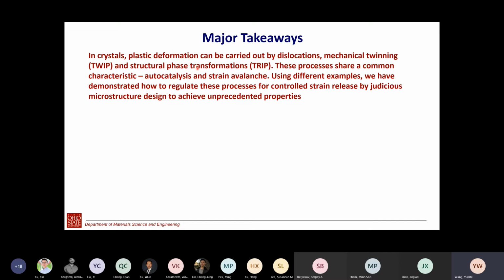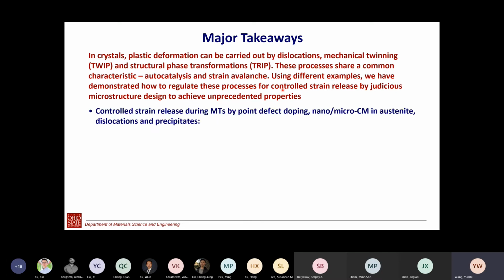So if we can combine and utilize those different processes, then we can achieve very interesting properties that you only see if you try to utilize one process. And in most cases, they are strictly coupled together. Those processes share the same nature, and that's autocatalysis and strain avalanche. If you can have a smart design of the microstructure, which allows you to precisely control the strain release, not by an avalanche, then you can enjoy a lot of interesting properties of the system, as in the examples I showed you.